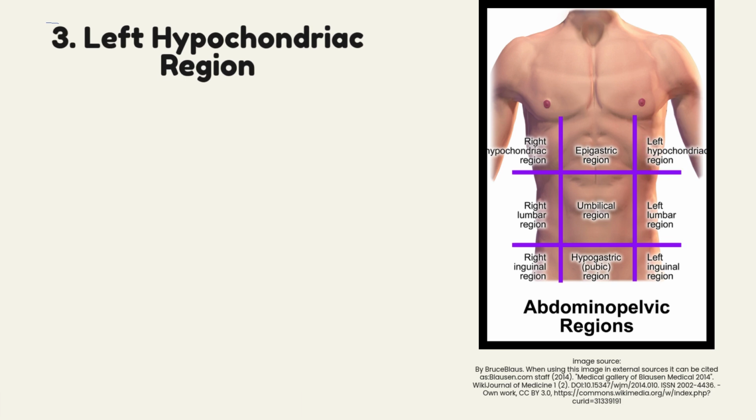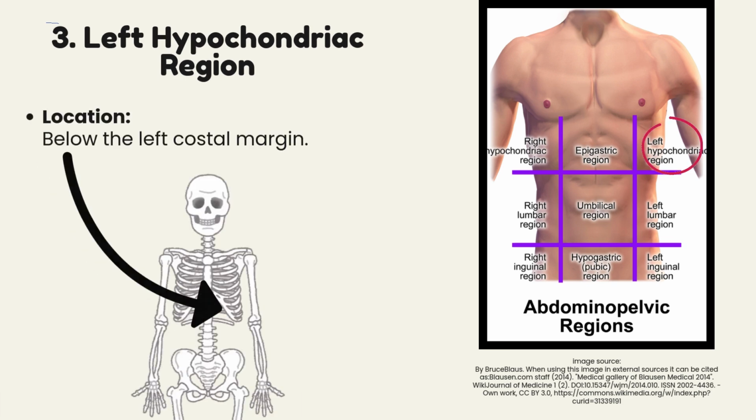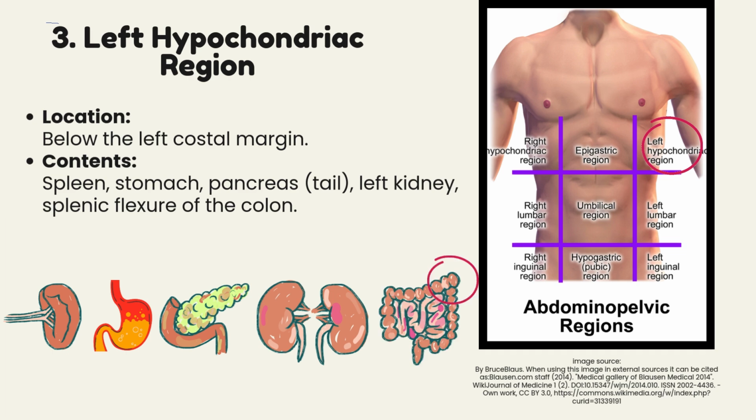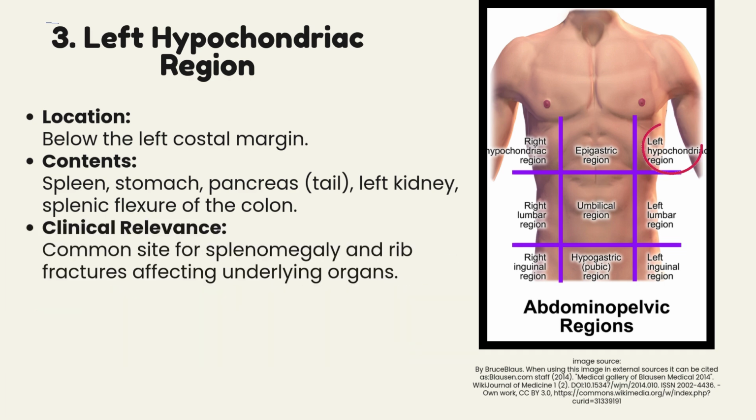Number 3. Left hypochondriac region. It is located below the left costal margin. It consists of the spleen, stomach, pancreatic tail, left kidney, and splenic flexure of the colon. It is a common site for splenomegaly and rib fractures affecting underlying organs.